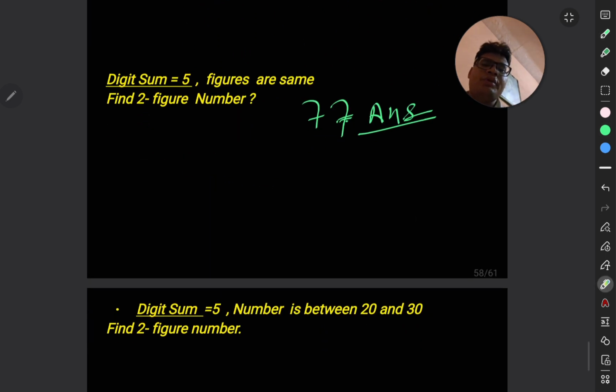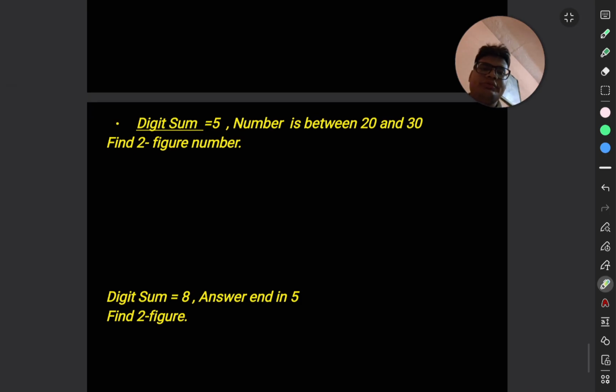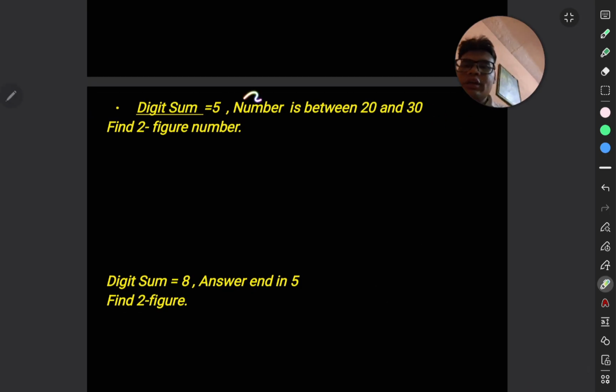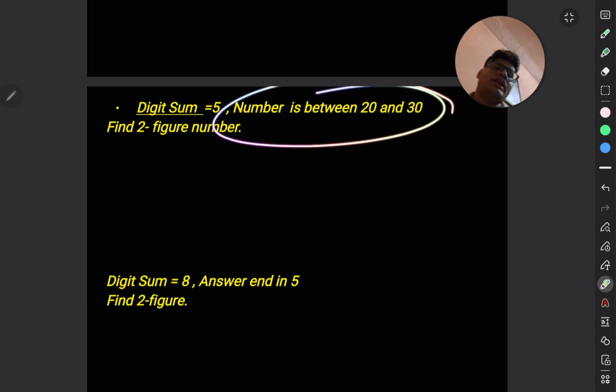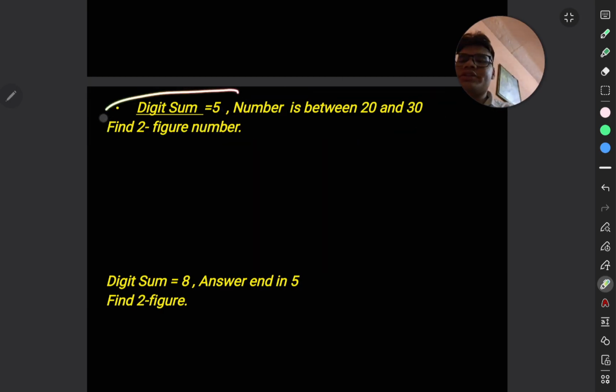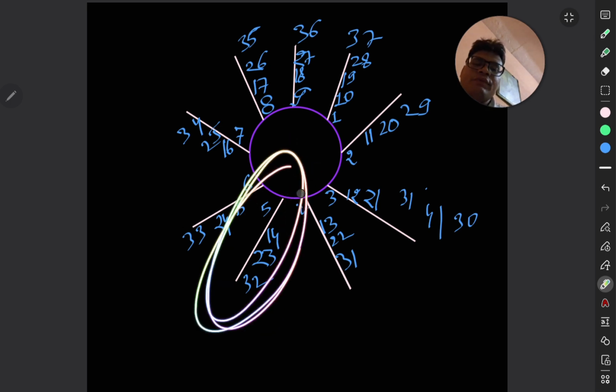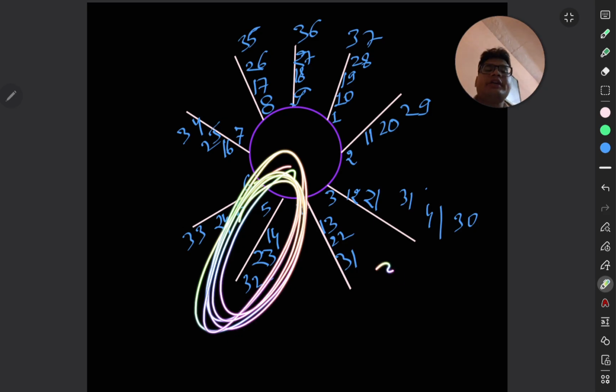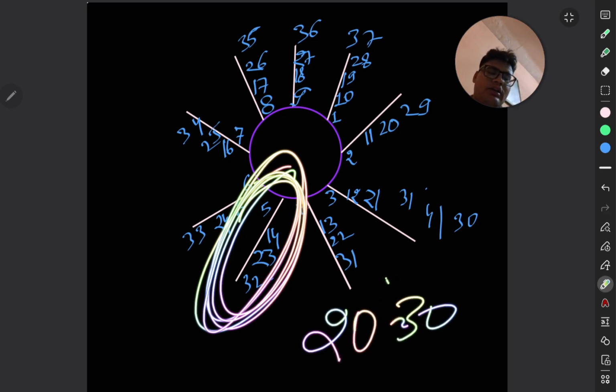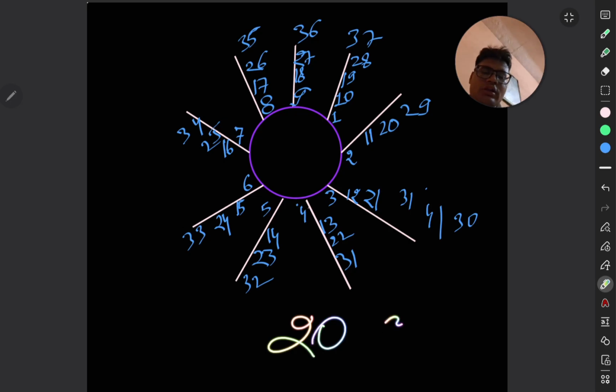Next, we move on to the next question. Here the digit sum is 5 and the number is between 20 and 30. The digit sum is 5, and the number is between 20 and 30. So we have to move on the branch. Which branch has digit sum 5? This branch has digit sum 5, and we notice here. The second condition is that the number will be between 20 and 30.